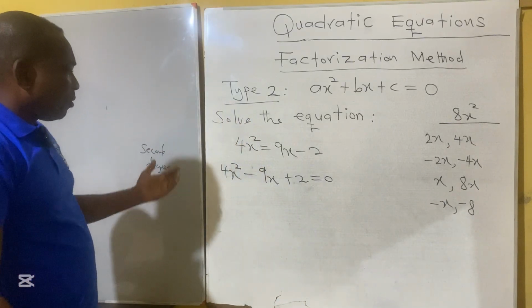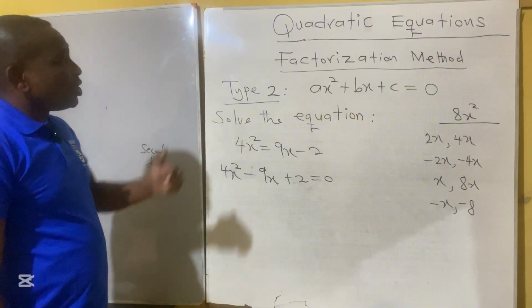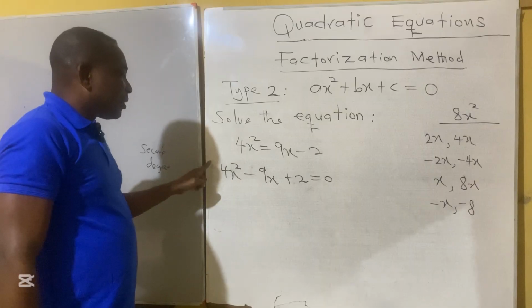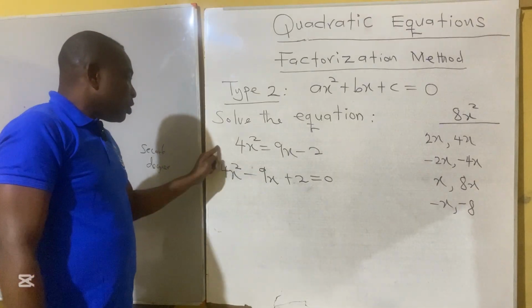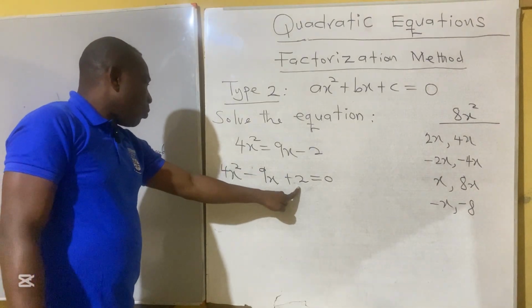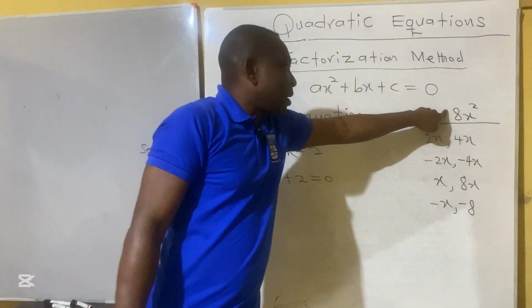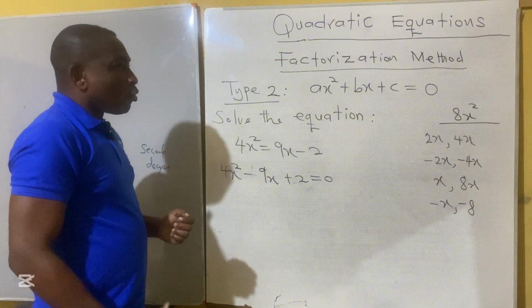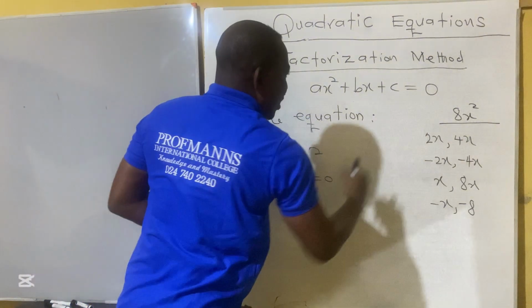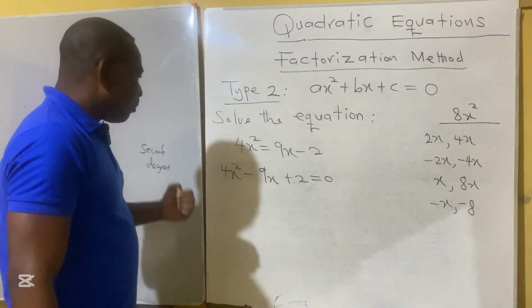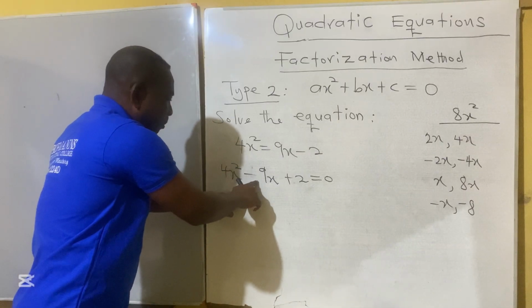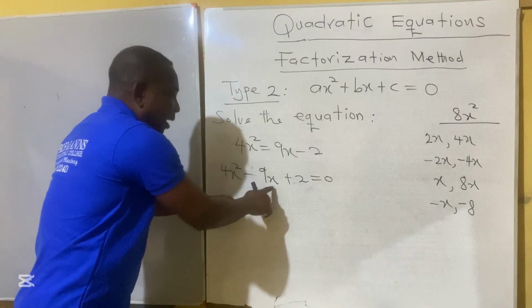How do we solve such a quadratic equation using the factorization method? We have to multiply the variable square term by the constant term. So in this case, when we multiply, we get 8x squared. So the next step is that we look for two factors of 8x squared, which when we simplify, will give us the middle term, in this case, minus 9x.